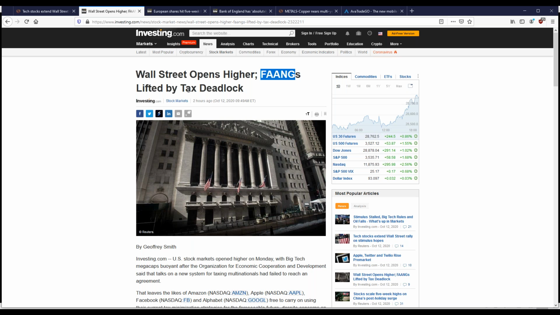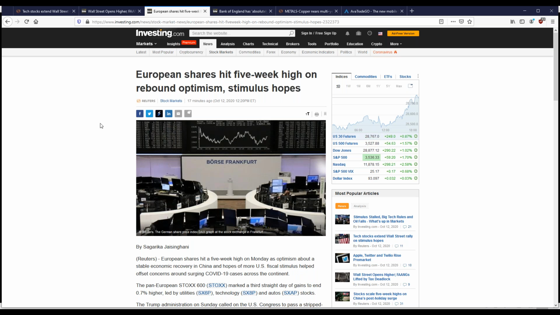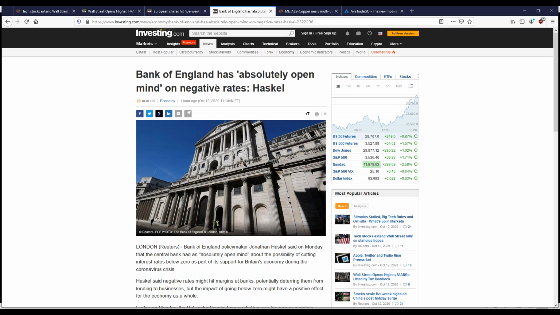And it has to do a lot with this tax decision that was looming and wasn't looking necessarily good for them. And at least they had a bit of good news on that front from their regard. Now, European shares hit a 5-week high, again on stimulus hopes in the European regions as well. Okay, optimism about a rebound, and largely because of stimulus hopes. So European shares also rising.